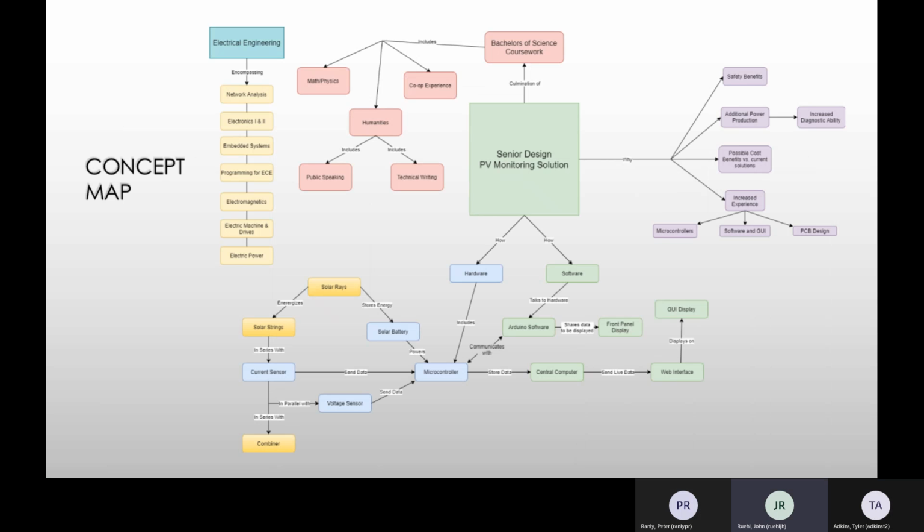The concept map. In our concept map, the microcontroller is the main brains of our project. It will be communicating with our Arduino software for code to tell the Arduino what to do. The Arduino will also be sending data to the central computer, which will send data to our web interface, which will interact with our GUI. Our Arduino will also be controlling the voltage sensor PCB, as well as reading data from the current sensor.